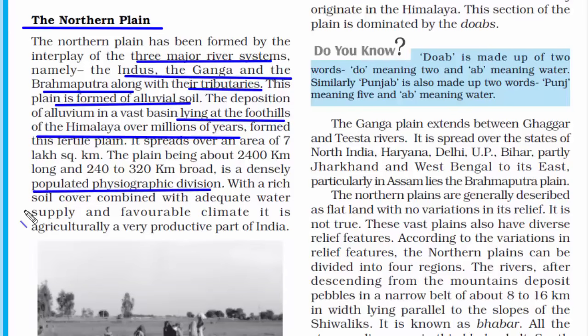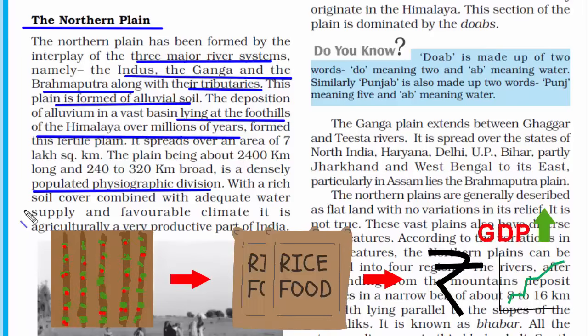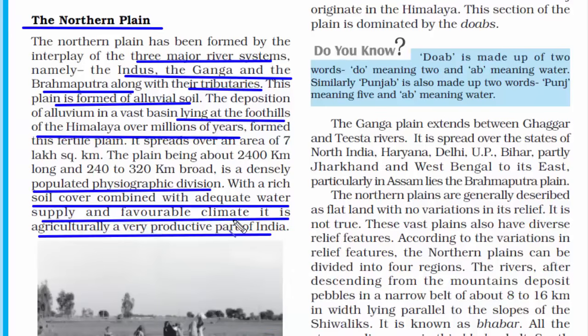Now, an amazing fact is that the Northern Plain is densely populated. It means if you see around the world, most of human civilization resides in the plain area. And it is purely because of the soil, adequate supply of water, and favorable climate. Since this plain exists because of the river system, and rivers bring rich soil cover when they flow, this makes that region full of alluvial soil, and this particular soil is good for agriculture, and agriculture will lead to food production and thus add value to the economy, and hence becoming the most productive part of India.